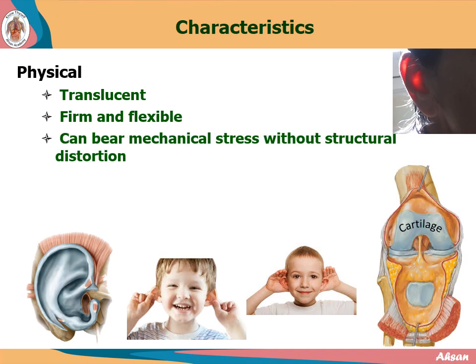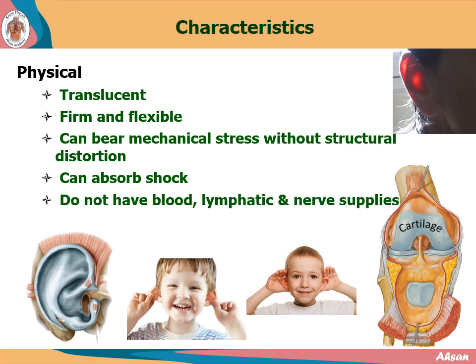It can bear mechanical stress without structural deformity, very much observable in the articular cartilage and the disc between the joints. It can absorb shock. You see on the right side of the figure, the knee joint contains articular cartilage as well as the disc, which work as the shock absorbing part. This is the intervertebral disc or cartilage. This is also present in the vertebral column and has a tremendous shock absorbing effect.